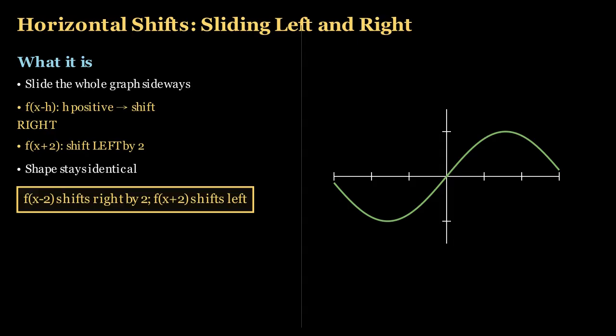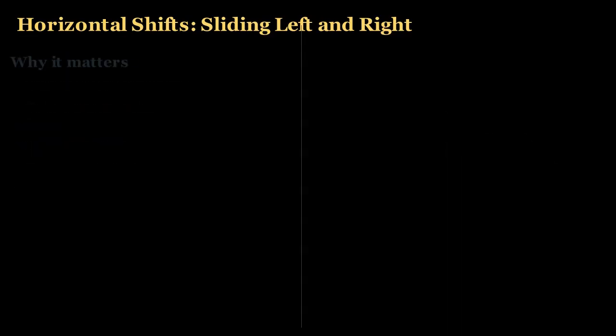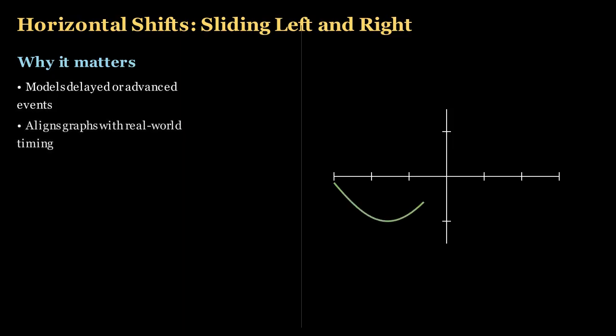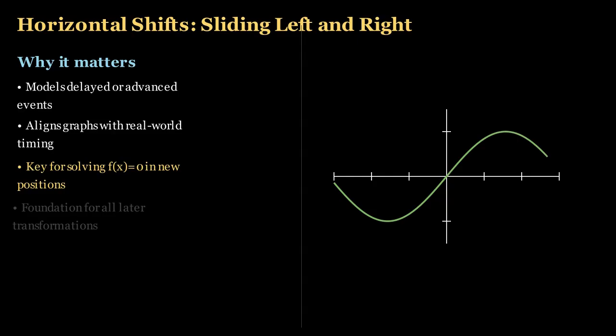Horizontal shifts let us model things that happen earlier or later in time. If a parent function describes a process starting at time 0, shifting it right models a delay, like a rocket launching 2 seconds later than planned. Shifting left models an early start.